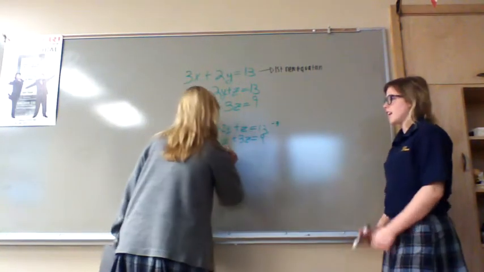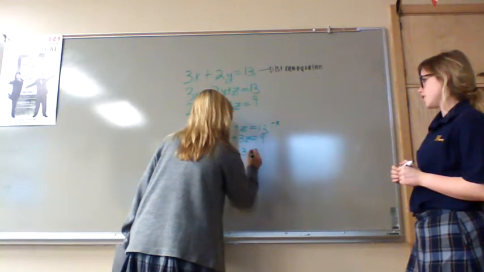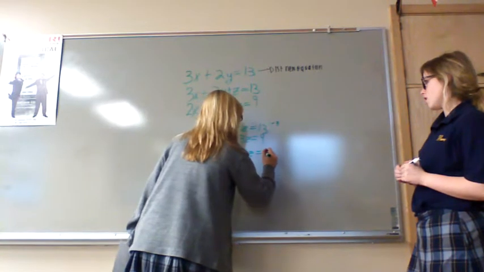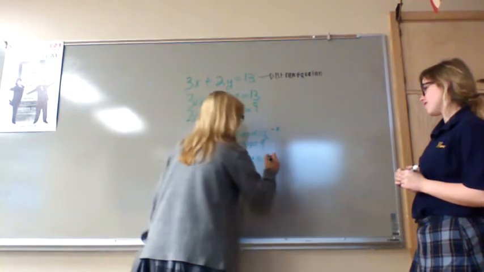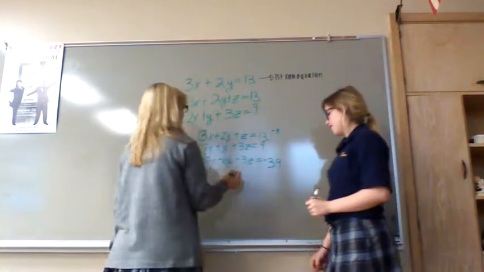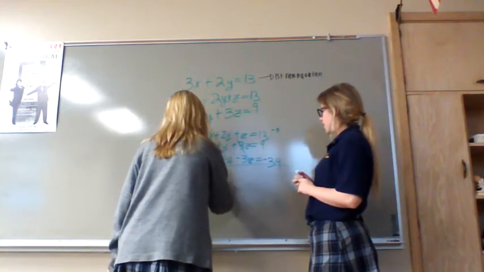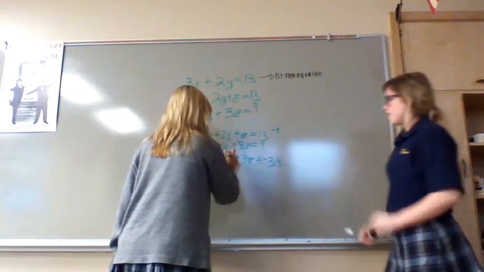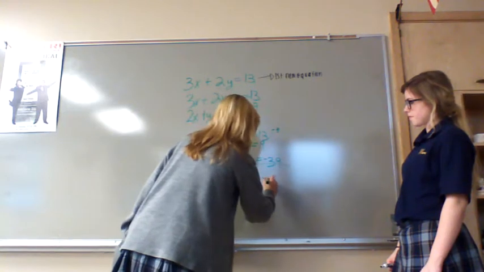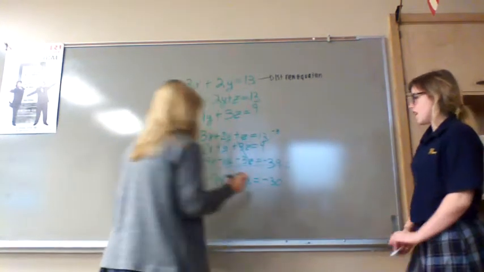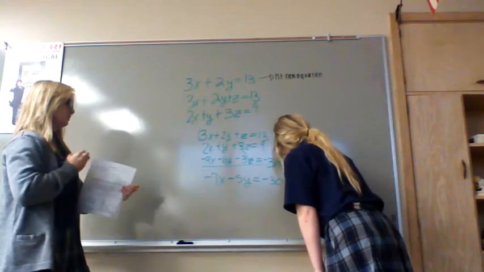Okay, so then you multiply the top equation by -3 so they cancel. So it becomes negative 9x minus 6y minus 3z equals negative 39. And then these two cancel out. You get negative 7x minus 5y equals negative 30. And that is your second new equation. So just write it here so that you'll know.